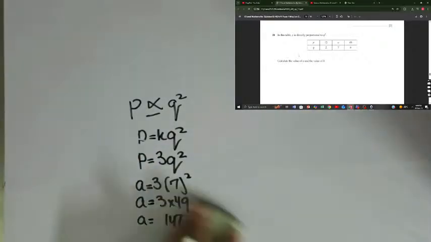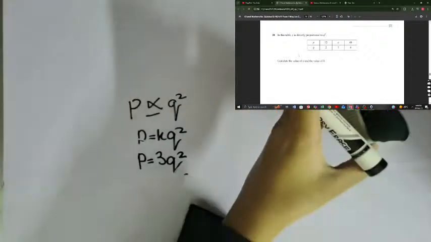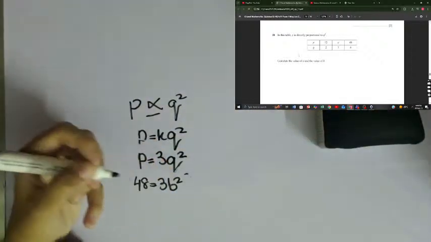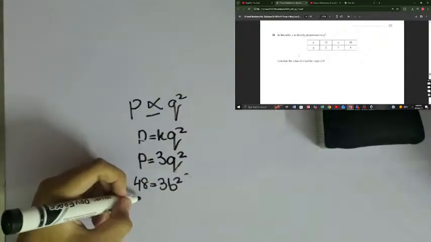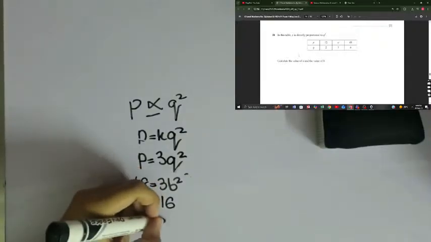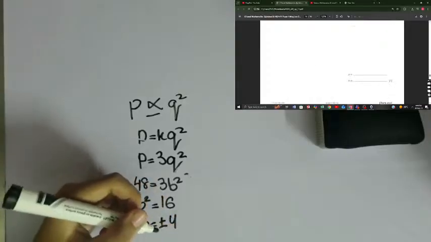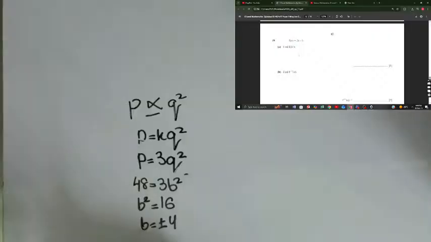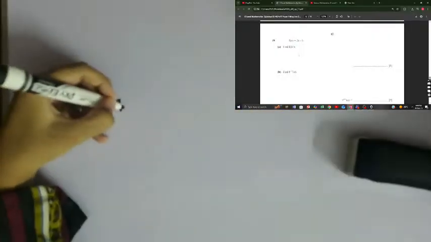Now they're asking us to find the value of B. Let's substitute the same thing in, 48 for P, and B would be Q. So it becomes 48 upon 3 is equal to B square. That means B square is equal to 16, and B is equal to plus minus 4. Okay, fine.